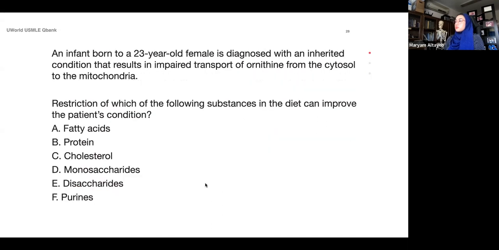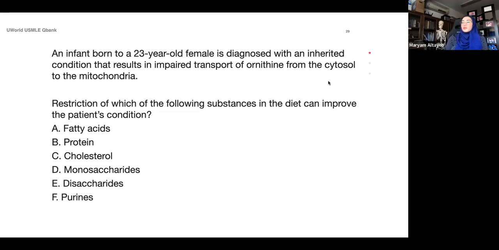So that's the explanation here. Last couple questions. I don't know how many we have left, but I'm just going to keep going until they're done. An infant born to a 22-year-old female is diagnosed with an inherited condition that results in impaired transport of ornithine from the cytosol to the mitochondria. Okay, so impaired transport of ornithine. Restriction of which of the following substances in the diet can improve this patient's condition?